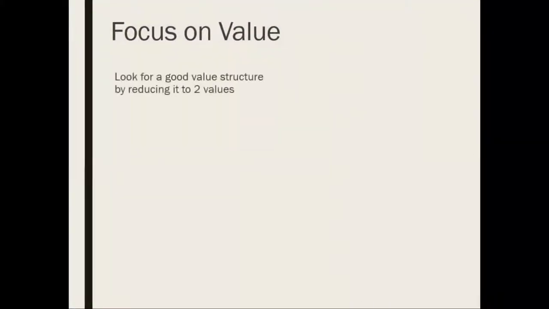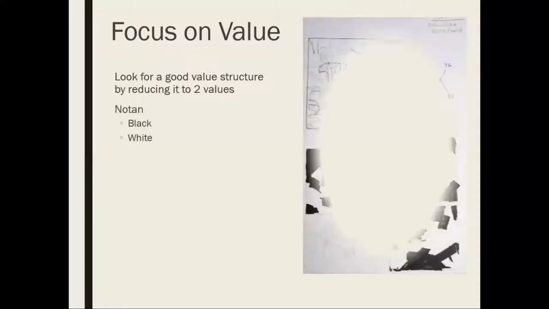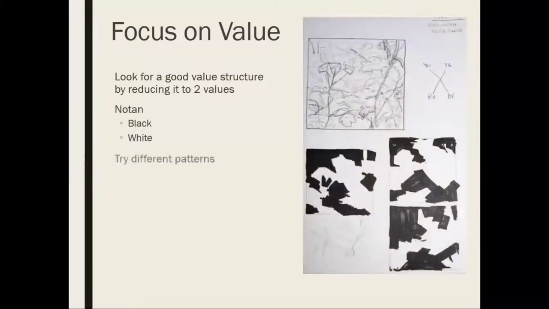So I was looking for a good value structure. And so I reduced the values to just two. This is called a NOTAN. A NOTAN involves just black and white, and it's a very useful way to look at different structures. So here I took a Sharpie marker. This was my initial little sketch, with little notes here on color scheme.